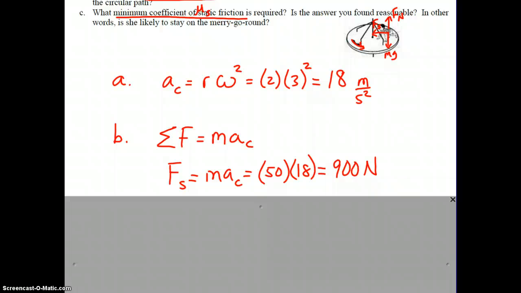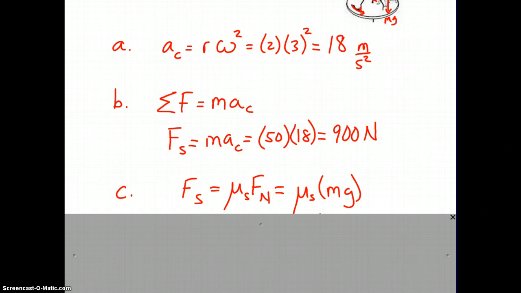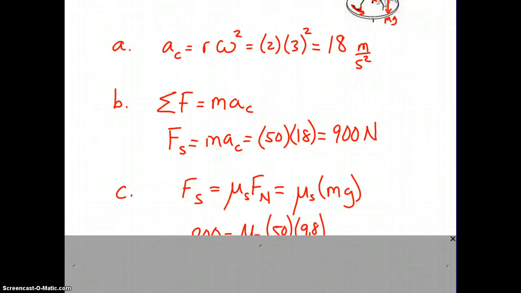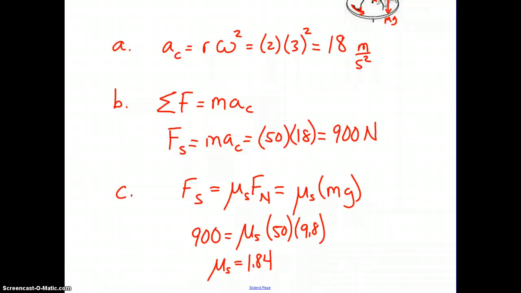C now wants the coefficient of static friction required to do that. We go ahead and set up our static friction equation, which would be Fs equals mu s Fn. This child is on a horizontal flat surface, so the normal force is equal to her weight. In the previous question B, we solved for the static friction as 900 newtons. Mu s times 50 times 9.8. So mu s would be 900 divided by 50 times 9.8, and we get a mu s value of 1.84.